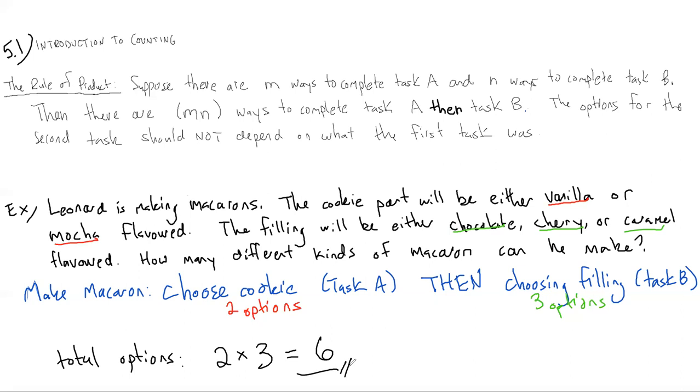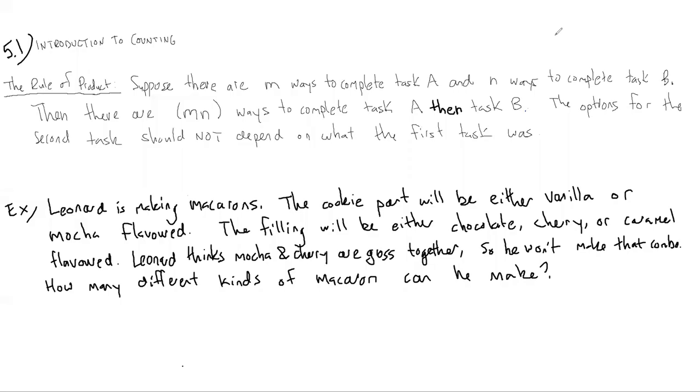So we could potentially change this question a little bit to kind of emphasize that requirement that I put on the rule of product. So I'm going to just fix this a little bit to make it a little bit different. All right, so what I've done here now is I've added in a line that says that Leonard thinks that mocha and cherry are gross together, so he's not going to make that combo for his macaron. So now how many different kinds of macaron can he make?